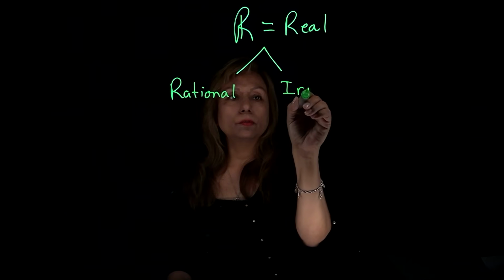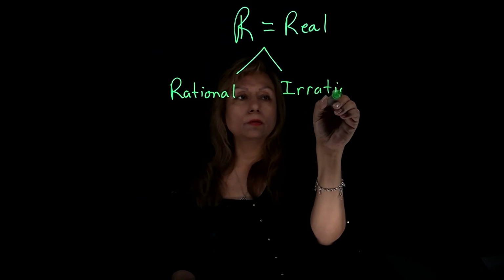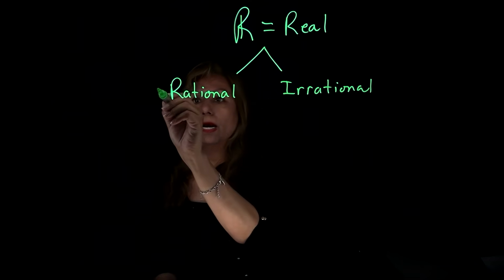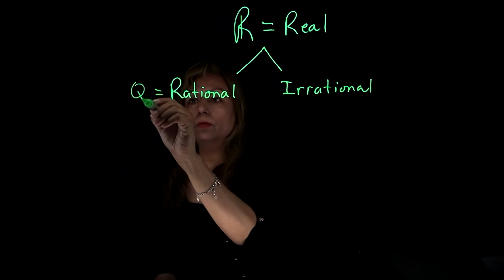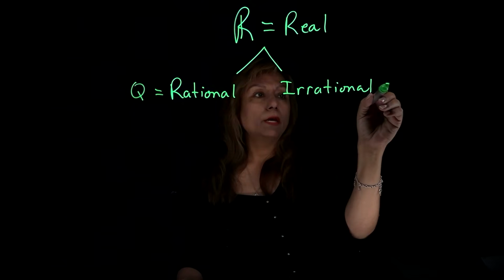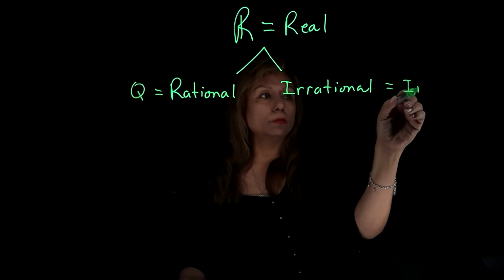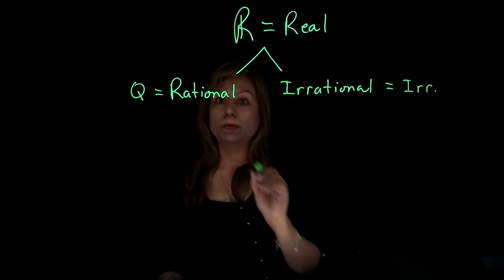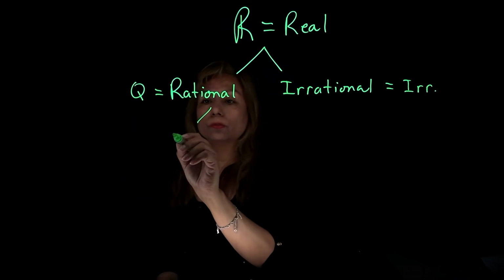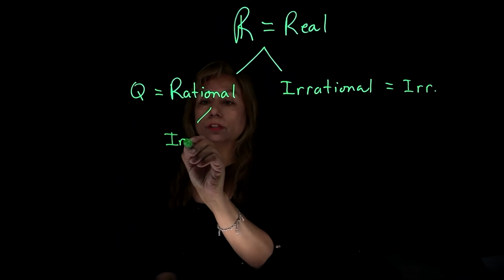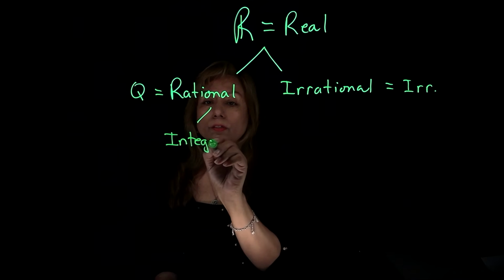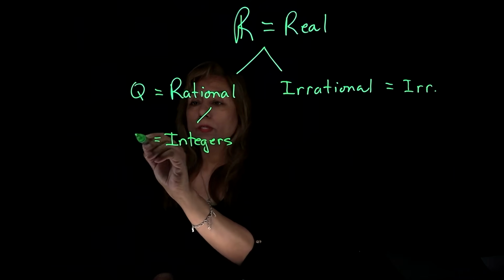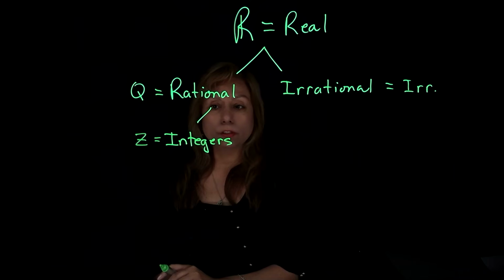So let me make sure I print this nice and neat so you guys can write these down in your notes. And then our symbol for rational numbers would be capital Q. We don't have a symbol for irrational, so all we do is abbreviate IRR period. Then under rationals, we have integers. We heard about integers through our school days in K through 12. And we use capital Z for integers.